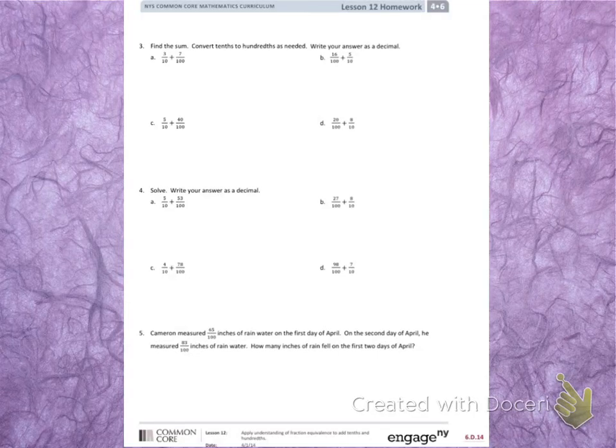Grade 4, Module 6, Lesson 12, Homework, page 2. Find the sum. Convert tenths to hundredths as needed. Write your answer as a decimal.